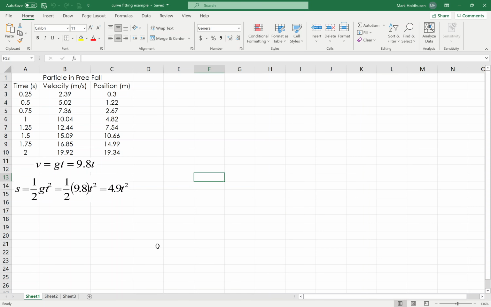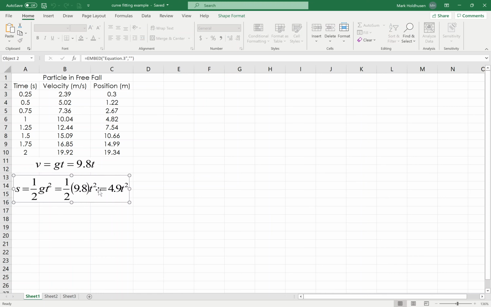Okay, I want to show you how to do curve fitting within Excel now. So what we have here is some data of free fall of an object. And you can see the governing equations right here for the velocity and position of this data. Basically, you're measuring the velocity and position of an object falling every quarter of a second.